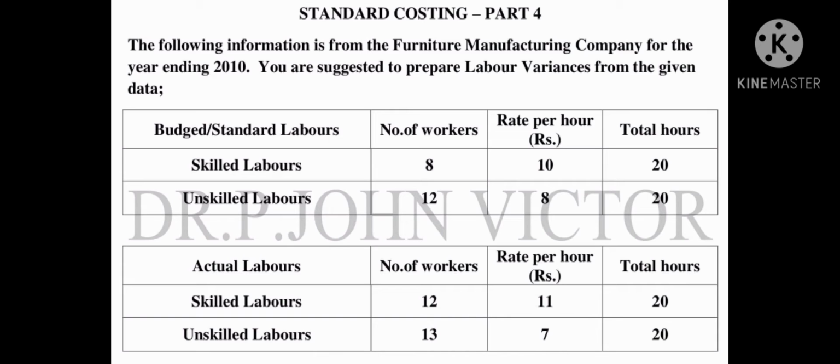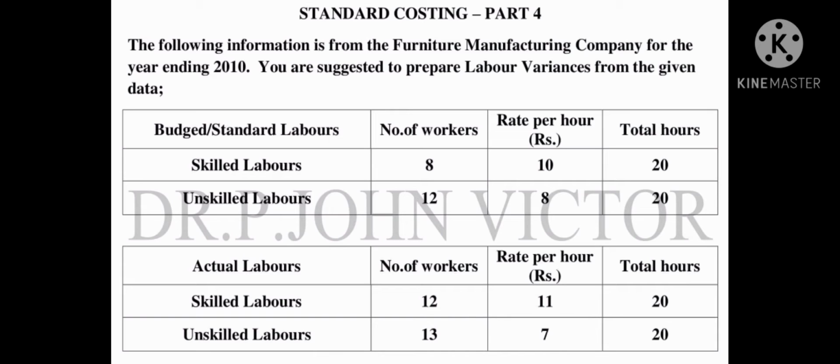There are two categories: skilled labors and unskilled labors. Standard labors and budgeted labors are the same, so either this or that term can be used. The given information is: nature of labors, number of workers, rate per hour, total hours.